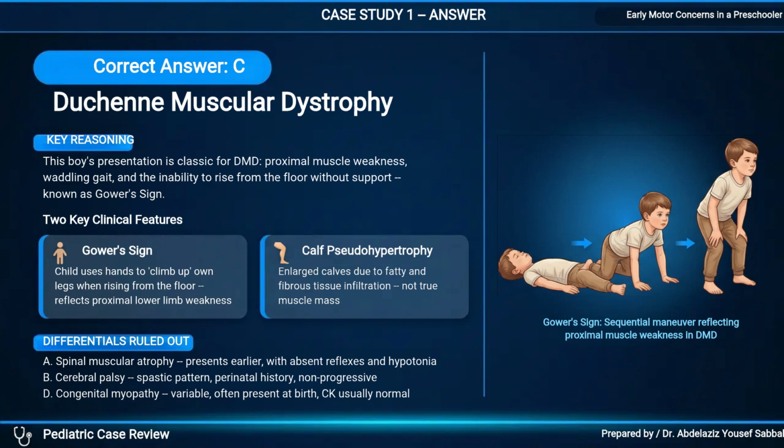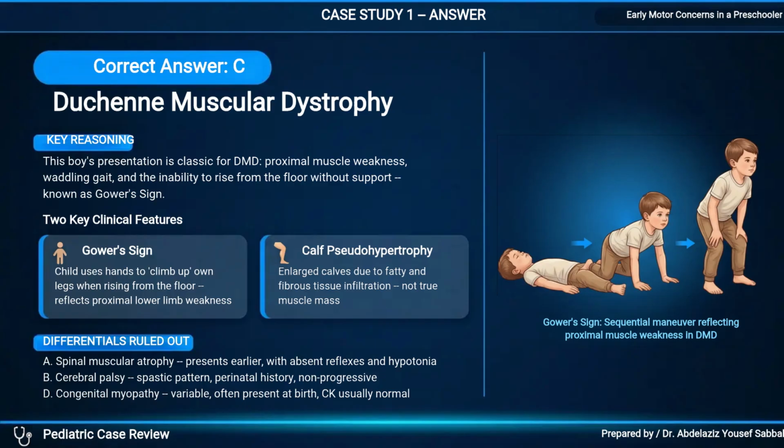This boy's presentation is classic for Duchenne muscular dystrophy: proximal muscle weakness, waddling gait, and the inability to rise from the floor without support, known as Gower's sign. The child uses his hands to climb up his own legs when rising, which reflects proximal lower limb weakness. The bilateral calf enlargement is calf pseudohypertrophy caused by fatty and fibrous tissue infiltration replacing muscle, not true muscle mass.